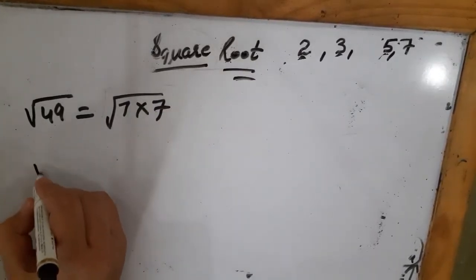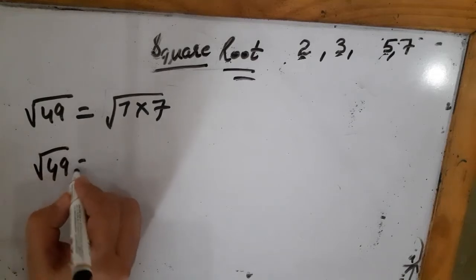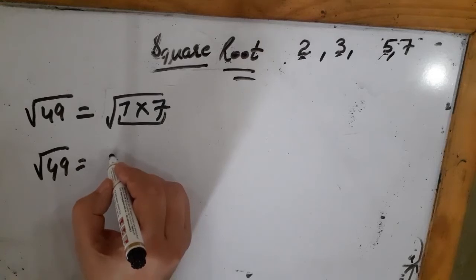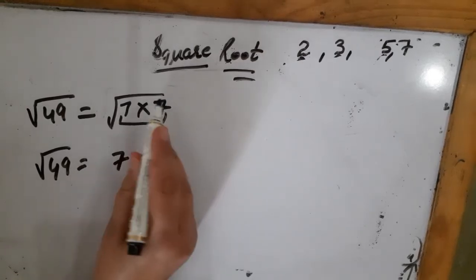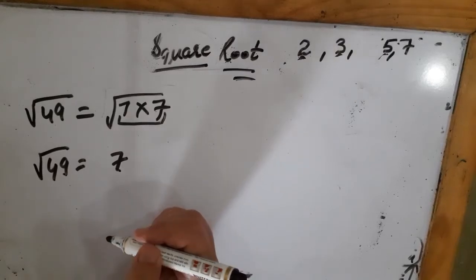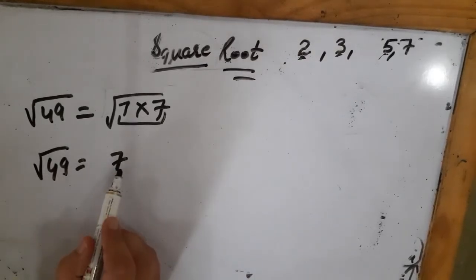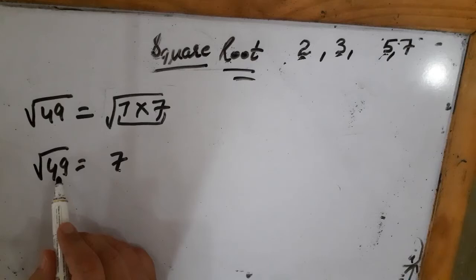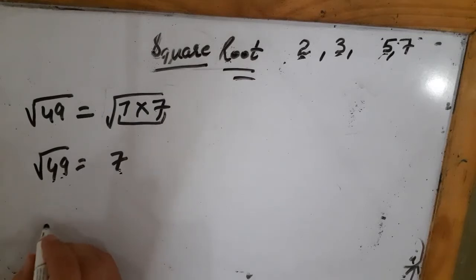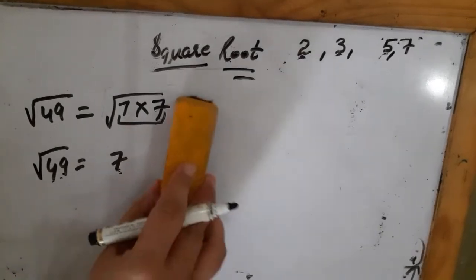So in order to find out the square root of 49, out of this pair, I will take out the 7 out of the radical sign, and this will be the square root of 49. So I can say that the square of 7 is 49 and the square root of 49 is 7. Now let me take one more example of 64.